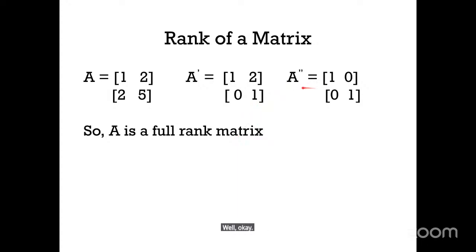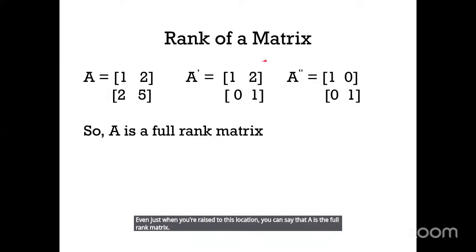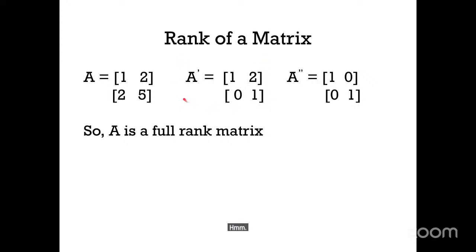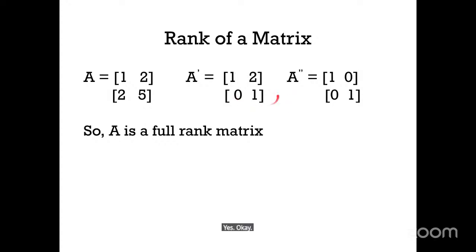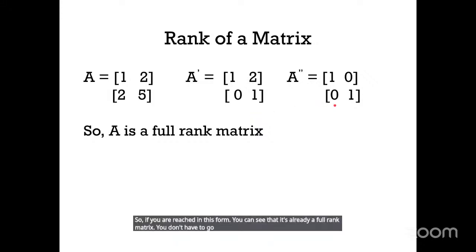Now you actually don't have to go to the identity form. Even when you reach this point, you can say that A is a full rank matrix. Can you see why? Because the second row is in the 0 1 form. Exactly, because if the matrix is not just 2 by 2, if it is 3 by 3, and you can reach the last row as 0 0 1, you can always multiply by some number and subtract it from the previous rows and make them 0. So if you reach this form, you can say that it's already a full rank matrix. You don't have to go till the last part to make it identity.